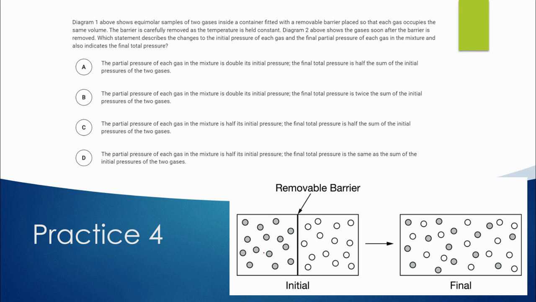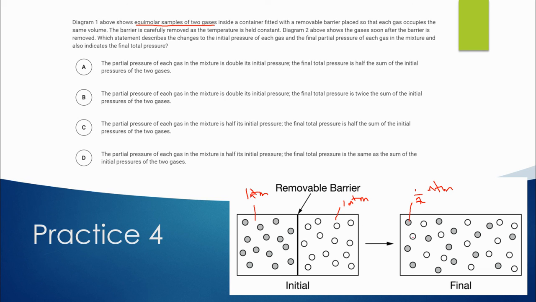Okay, so notice we have the same amount of gases. It says equal molar samples of two gases at the same volume. So let's say that our pressure of this one was 1 atm, and our pressure of this one is also 1 atm. Well, when we've removed this barrier, we have doubled the volume. So if we ignore all the white particles in this final volume, the pressure of the gray particles is 1/2 atm, because we have increased the volume.